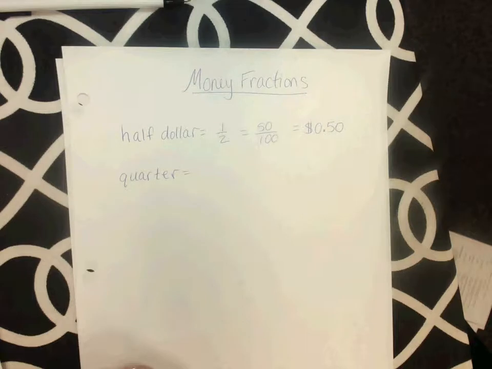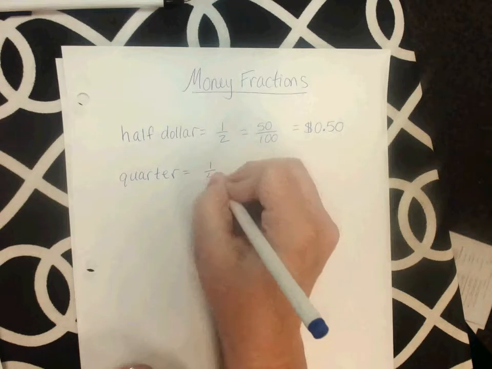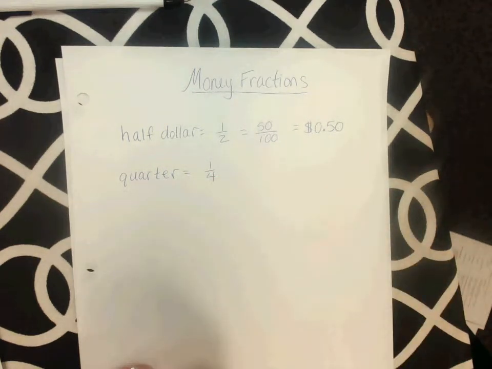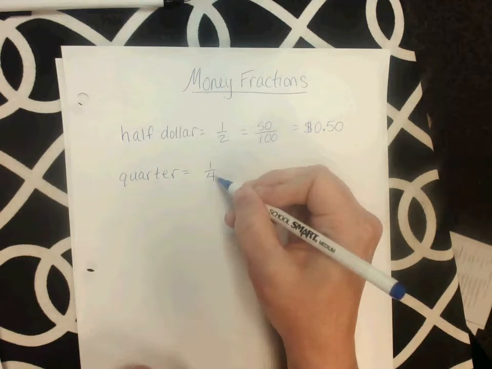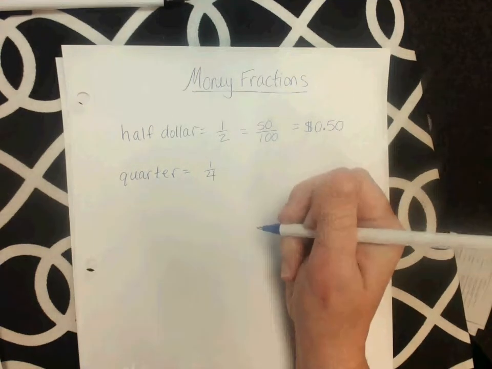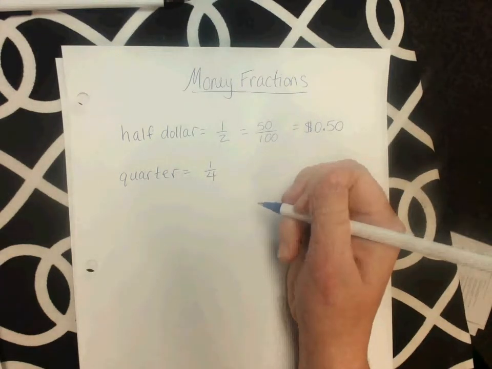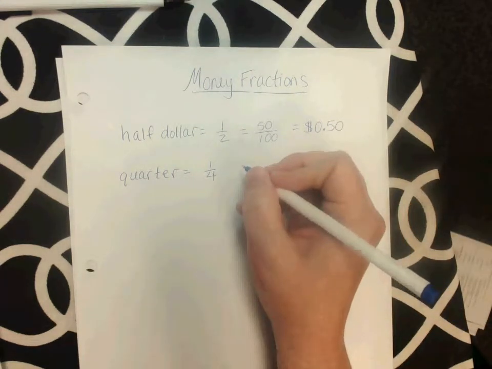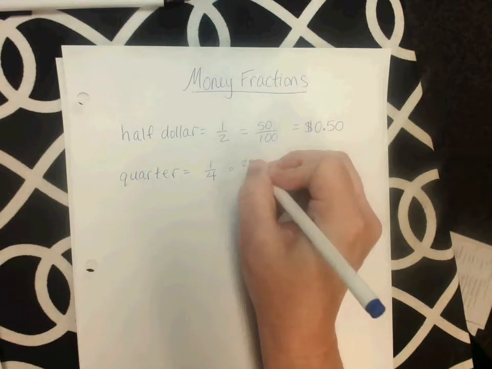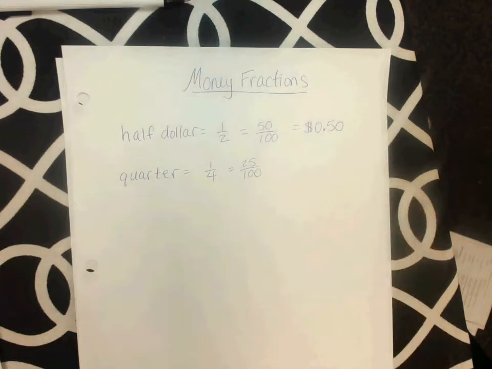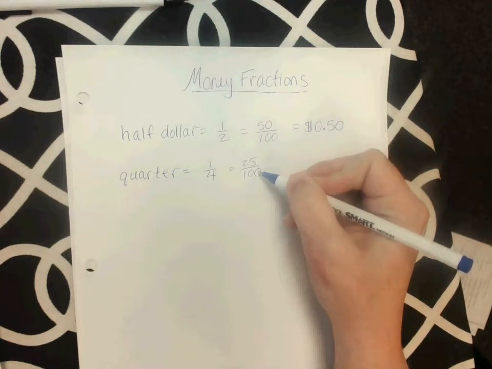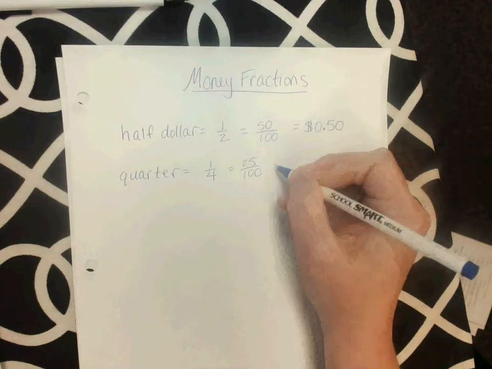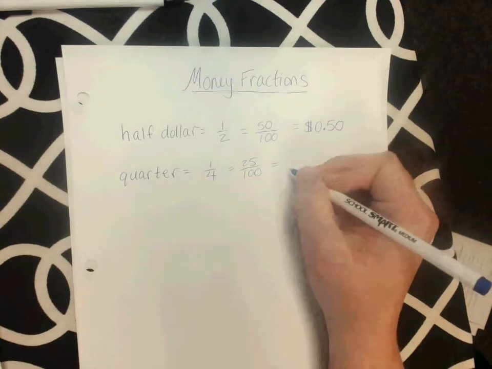It takes 4 quarters to equal $1. So we can write the fraction 1/4, because it's 1 out of the 4 that it would take to equal the whole dollar. When we think about the value of a quarter, we know each quarter is worth 25 cents. We can write the fraction 25 hundredths because 1/4 is 25 cents out of the whole 100 cents. And this is how we would write the decimal showing 25 cents.